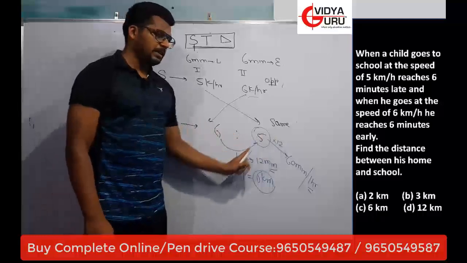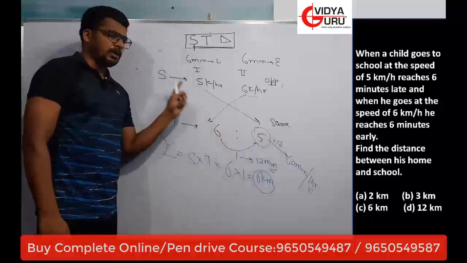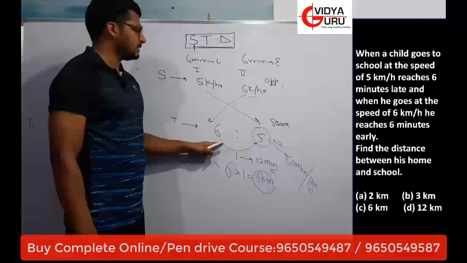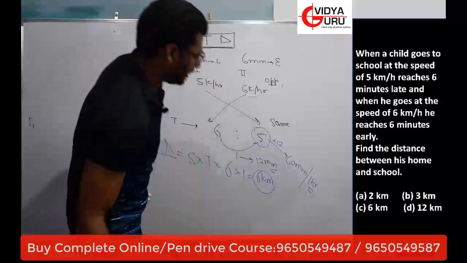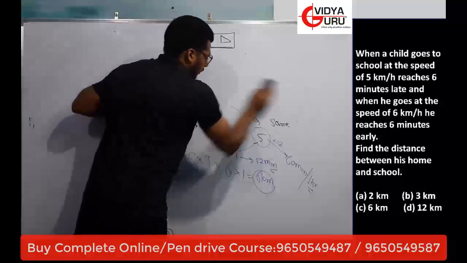The value of 6 will be 72 minutes. To convert it into hours, we will divide by 60, which gives 6 km. The same answer will come. So coming on to our next question of the same type.